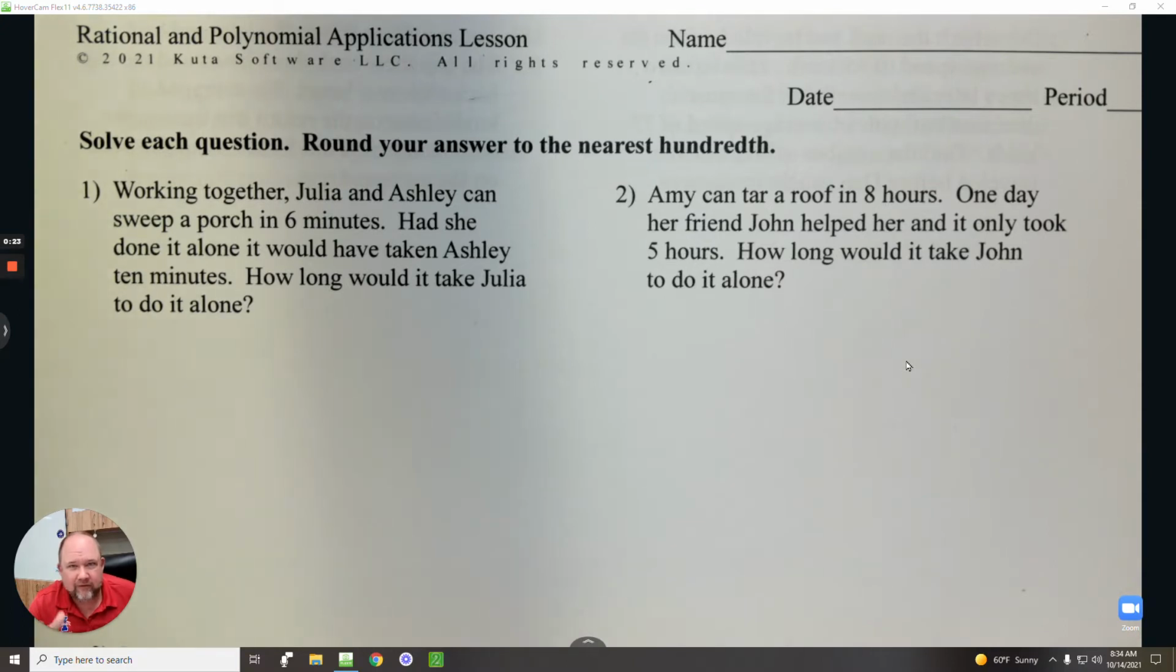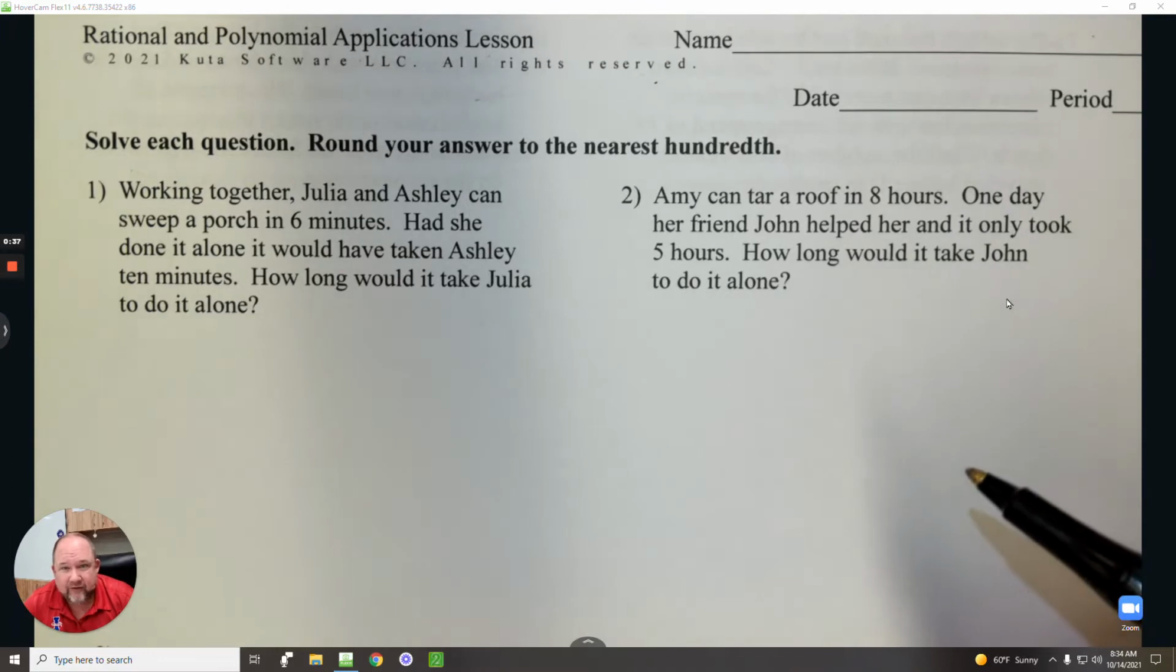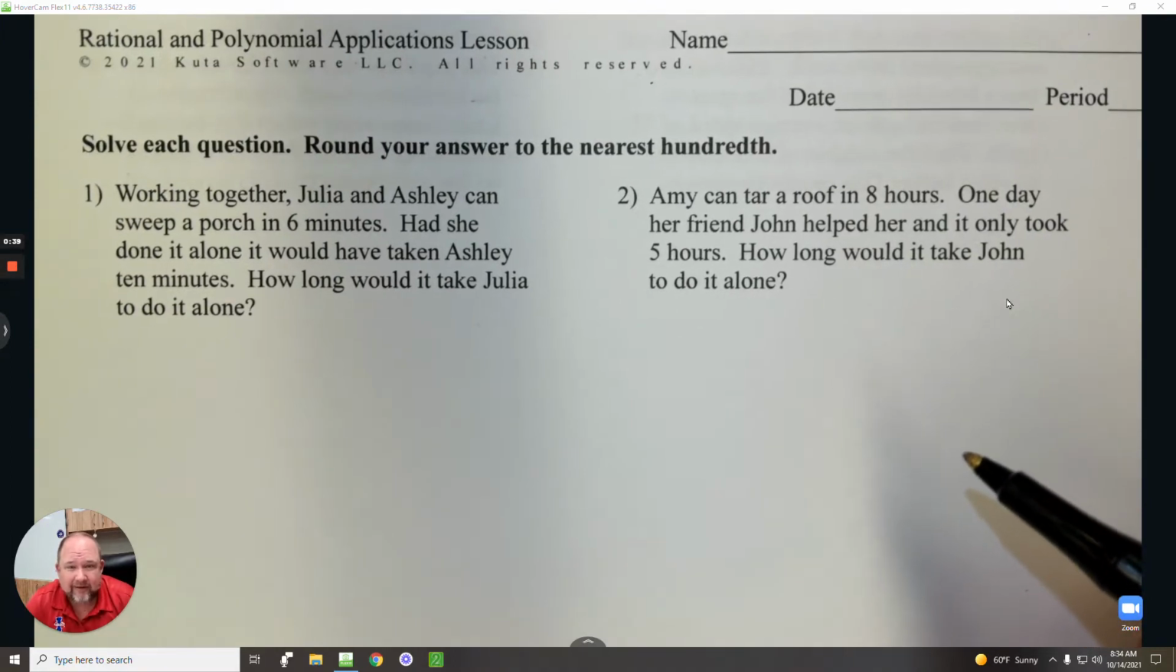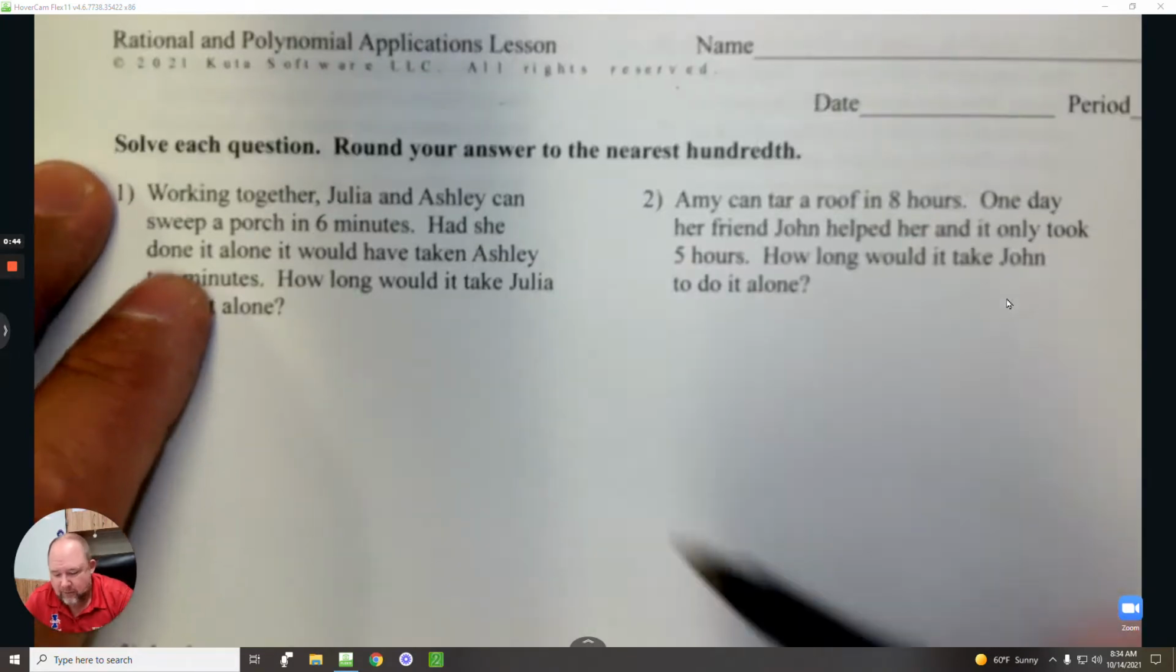All of these questions first start with identifying the type of question it is, understanding the structure, and then being able to solve it once you've set up the equation. So, working together, Julia and Ashley can sweep a porch in 6 minutes. Had she done it alone, it would have taken Ashley 10 minutes. How long would it take Julia to do it alone? So we read it, get a sense of it. Second part, we break it down.